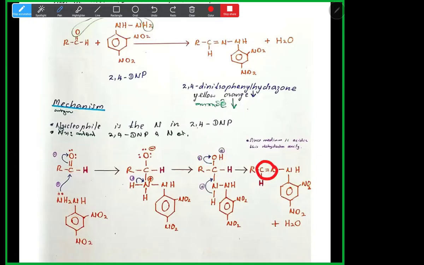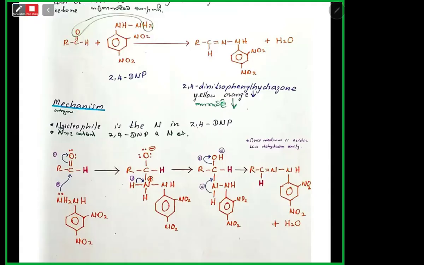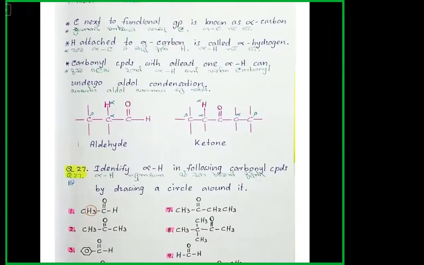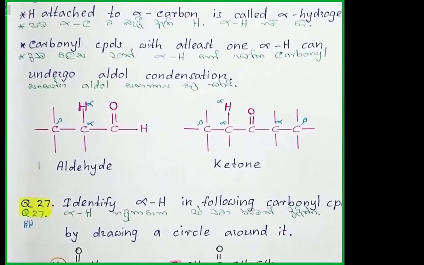Making this double bond, we call these compounds imines, but this is an orange color precipitate. Aldol condensation is the hardest. I'm not going to explain everything now. I have rewritten the aldol condensation to make it easier for you.